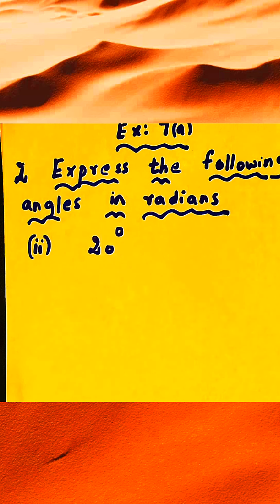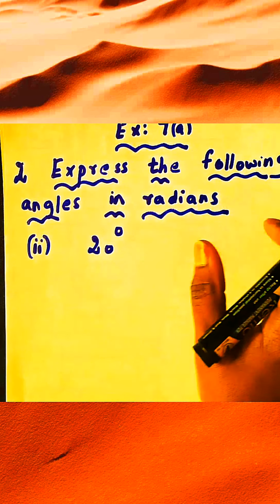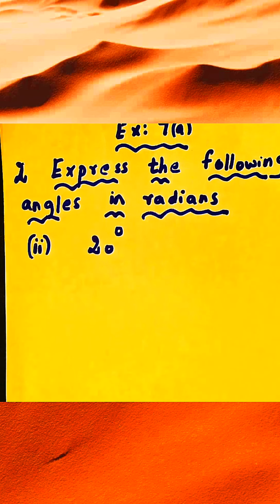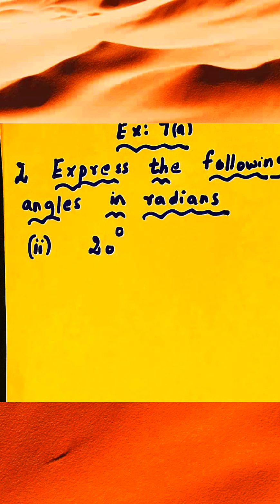Students, exercise 7a, page number 79. The problem is: express the following angles in radians. The given angle is 20 degrees, and we have to convert it into radians. Understand the question, it's very important. Once you understand the question, it's going to be super easy for you.